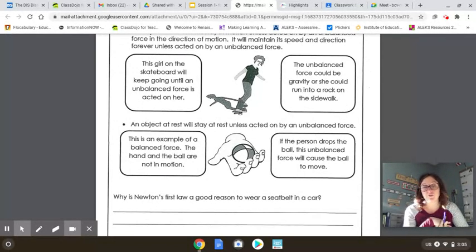So Sir Isaac Newton, he discovered that first law of motion, that something that is moving will keep on moving until something makes it stop. And something that's not moving, something that's at rest, will stay still until a force acts on it. Makes it a push or a pull.